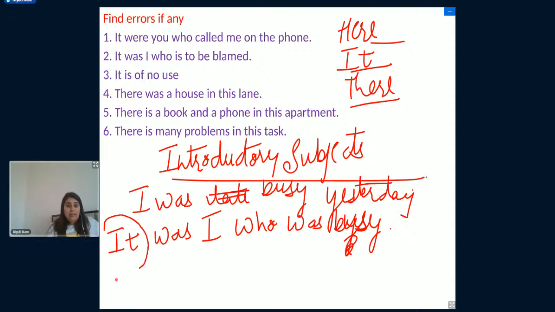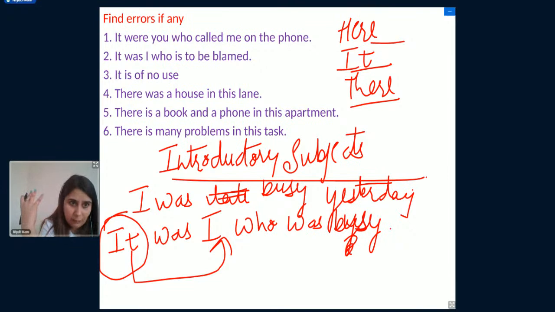But in this, I started the sentence with it. So the role of it here is to introduce I. It is not the subject here. It is the introductory subject. If I say I was busy yesterday, it has the same meaning. If I say it was I who was busy yesterday, both the lines have the same meaning. Just there is a difference between how we are speaking them. So in the second sentence, we are starting the sentence with it. It is introducing your main subject of the sentence. So when we start a sentence with it, when we introduce your main subject with the help of it, then that's why we call it an introductory subject. Clear?